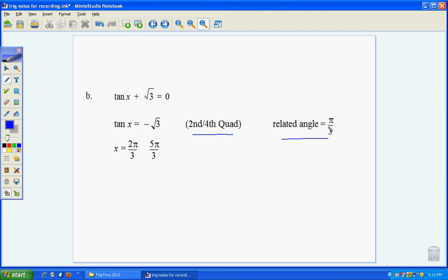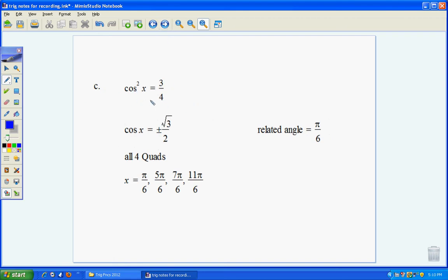So our related angle, we take the inverse tan of root 3. Tan of pi on 3 is equal to root 3. So because it's negative, it's in the second quadrant, so we take pi on 3 away from pi, which gives us 2 pi on 3, and we take pi on 3 away from 2 pi, so it's going to be 5 pi on 3. That's when we do the subtraction.